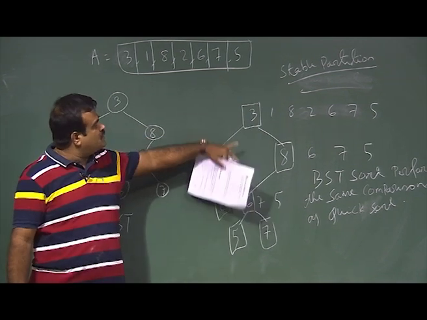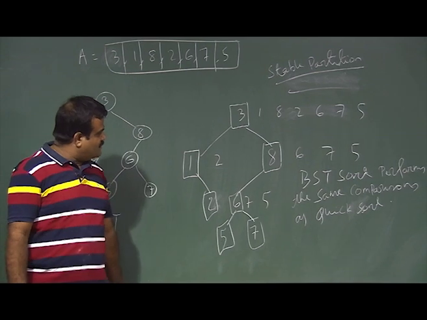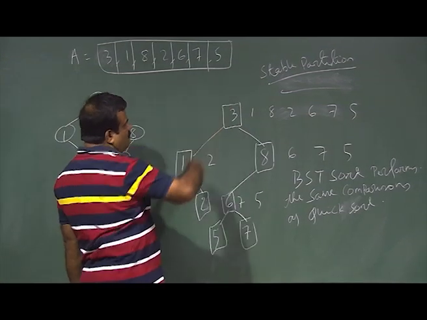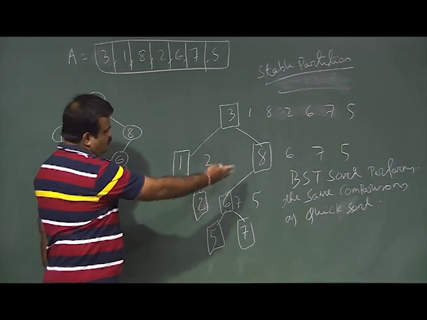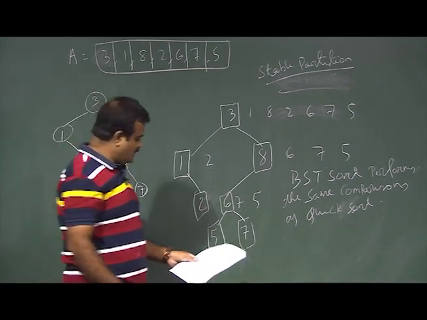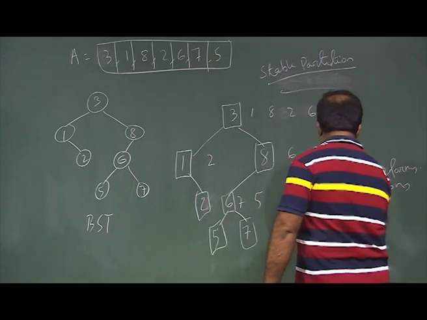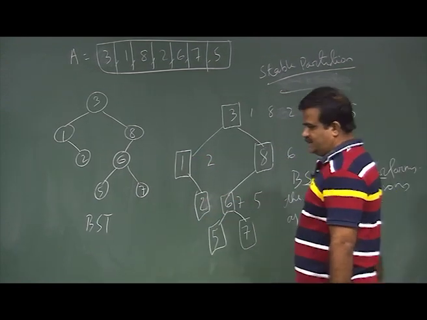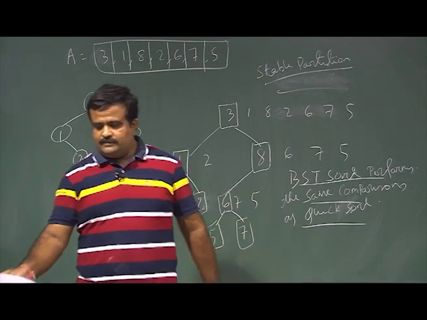Here we are assuming the partition is a stable partition, and that is also not tough to achieve, to show the same tree. So, this is the observation, and that is the reason it gives us the same time complexity for BST sort and quick sort.